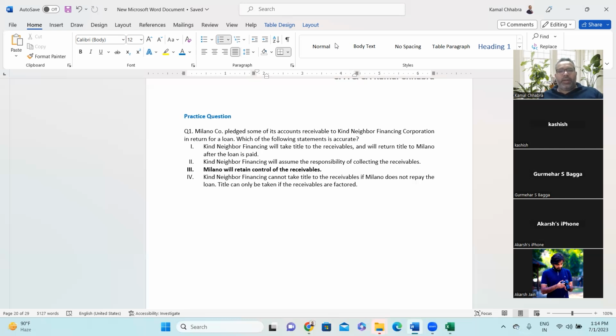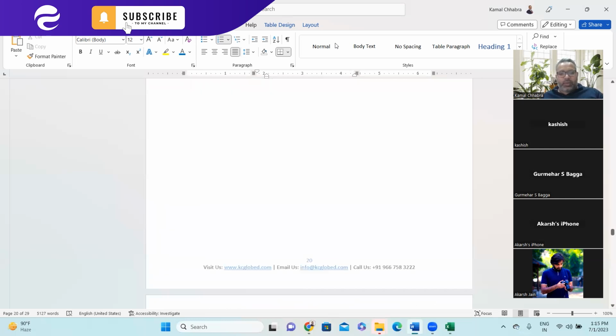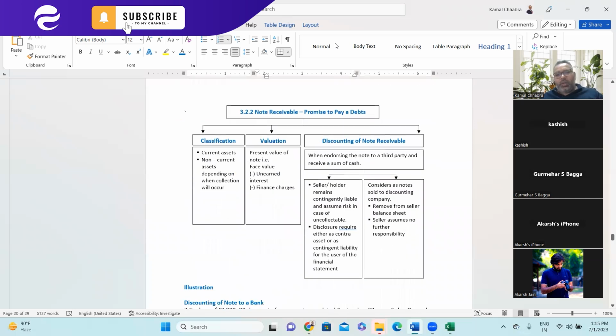Right? Milano will retain the control of receivable. Yes. Fourth is finance company cannot take the title to the receivable if Milano does not repay the loan. Title can only be taken if receivable are factored. Right? So this is also incorrect. Make sense? Yes, sir. Title will not go in any case if it is a pledge. In case of transfer there is no point. Right? Okay. So now let's jump into the note receivable and promise to pay a debt.